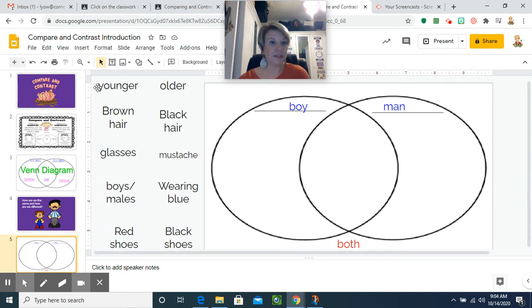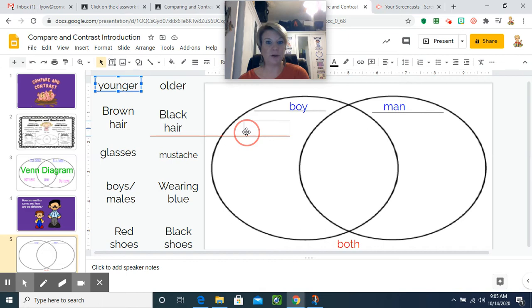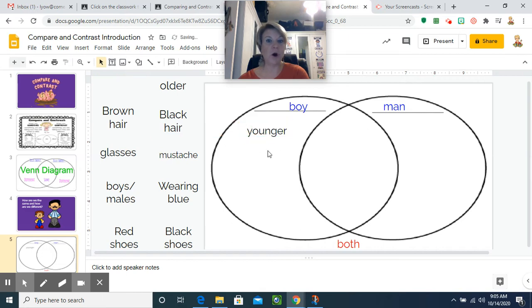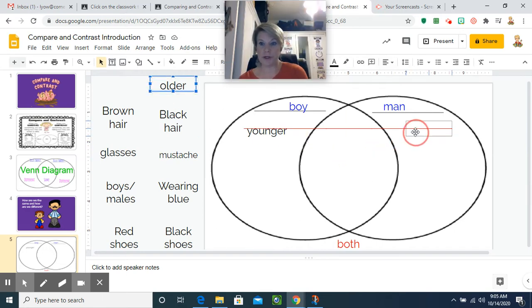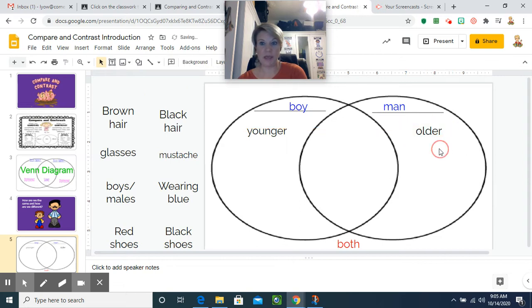Since the boy is younger, I'm going to put younger here on the boy side. I can't put it in the middle because they're not the same. We said the man is older, so we're going to put him here in this circle to show that that's how he's different from the boy.